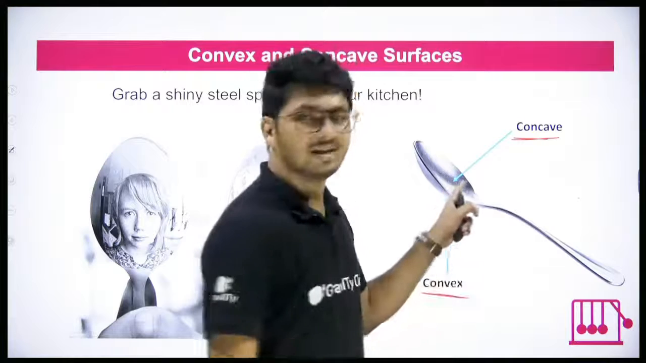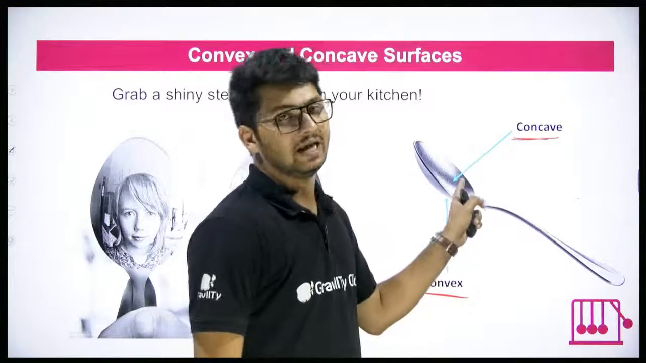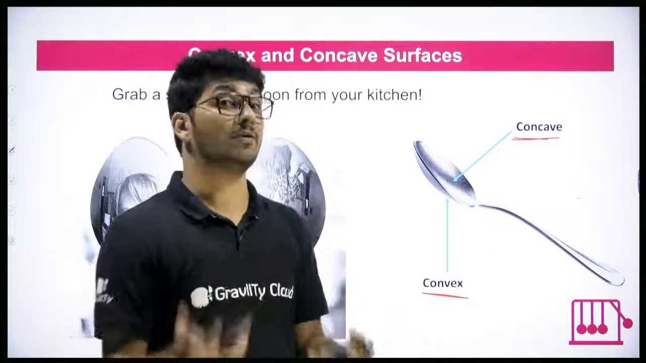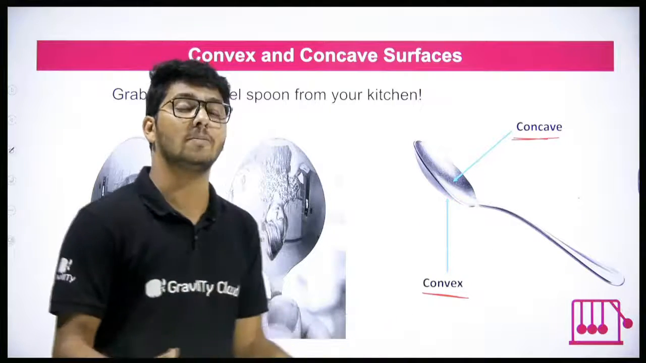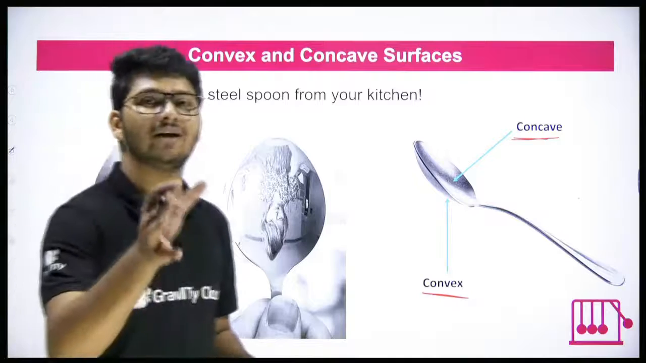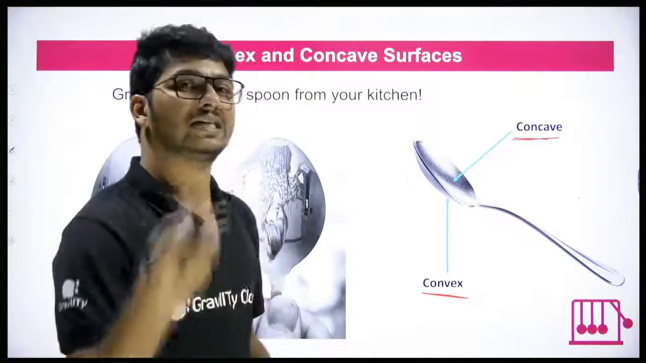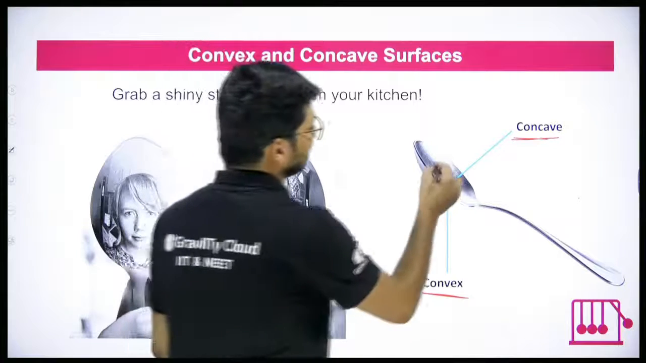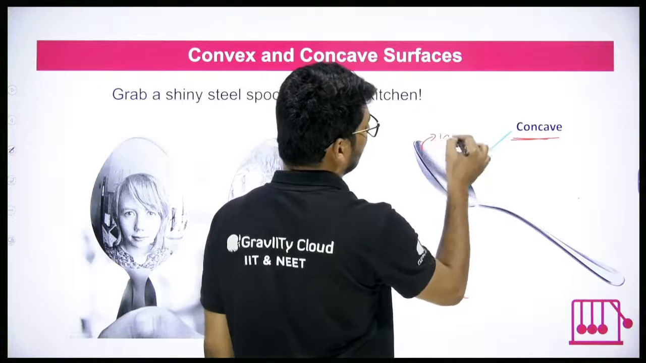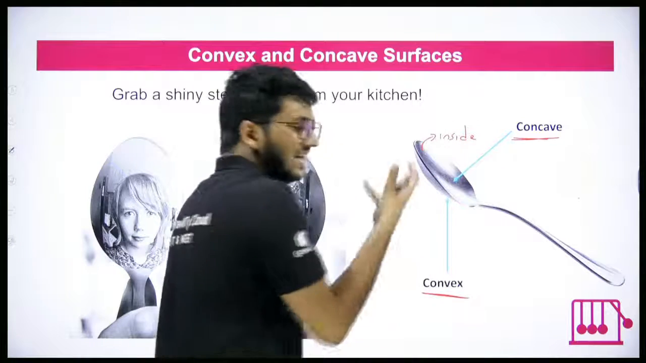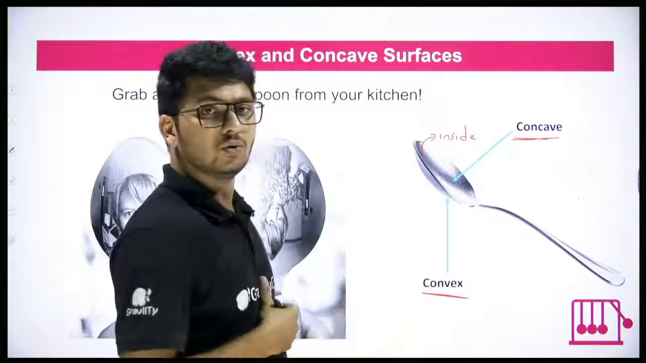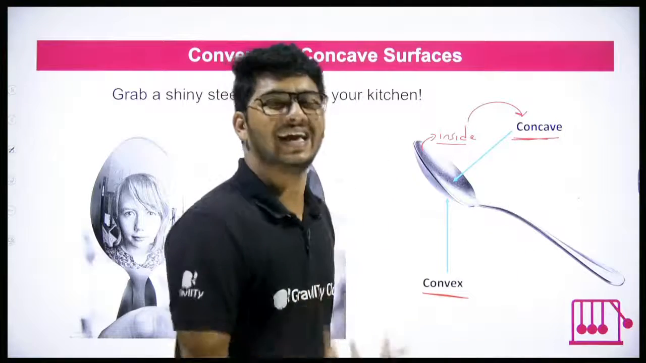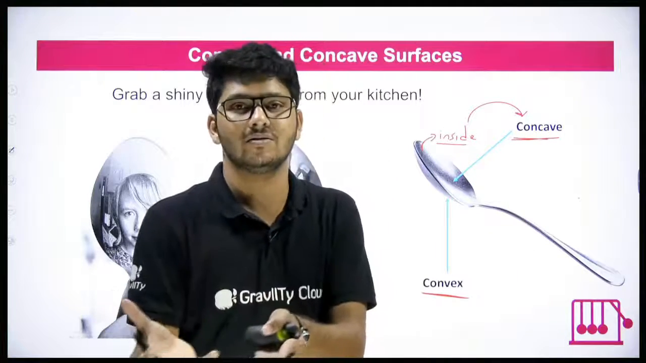when I look at one surface or one side, I get one image, and if I look at the other side, I get a different type of image, with different behavior and different properties. That is the reason why we give them different names. One is called concave, the other is called convex. So this is the inside part, inside that curve, inside the spoon. The inside part is called concave, like inside a cave.